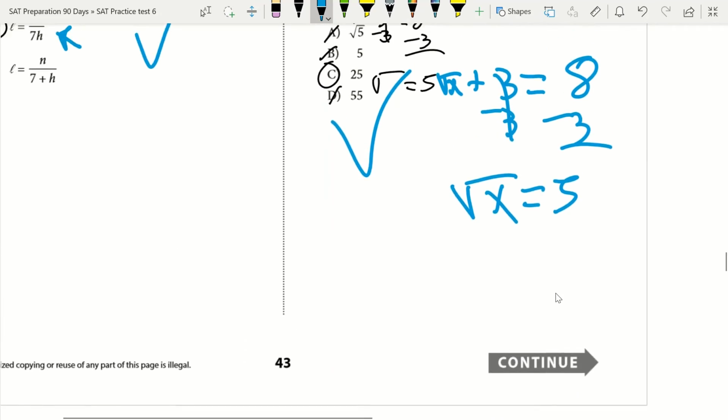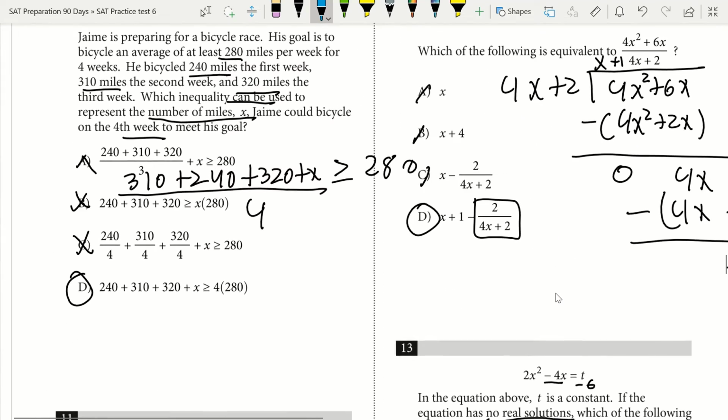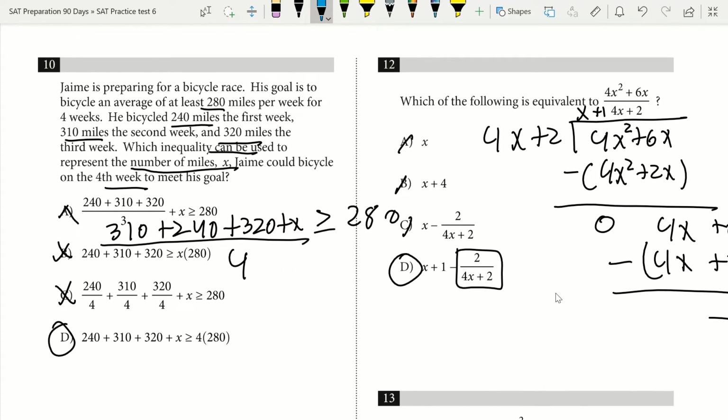I'm going to go up, find 10. Where's 10? 10's right here. Okay, we see that we're biking at least 280 miles per week for 4 weeks, so our total is going to be 280 times 4. I see I've got that right here. We know we got to bike at least that much, so we need it to be greater than. And then I've got 240, 310, 320, all of my weeks plus x, which is going to be my 4th week. D is correct. That's checked as well.